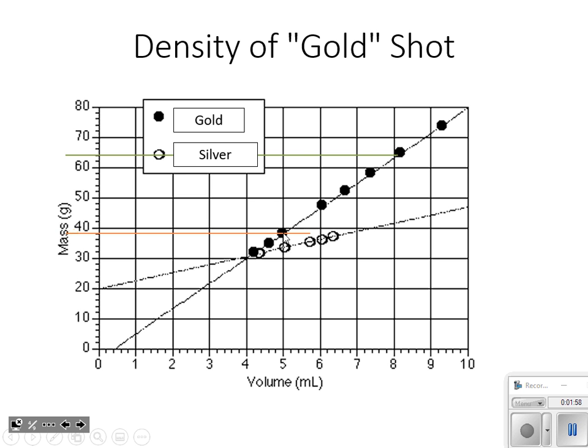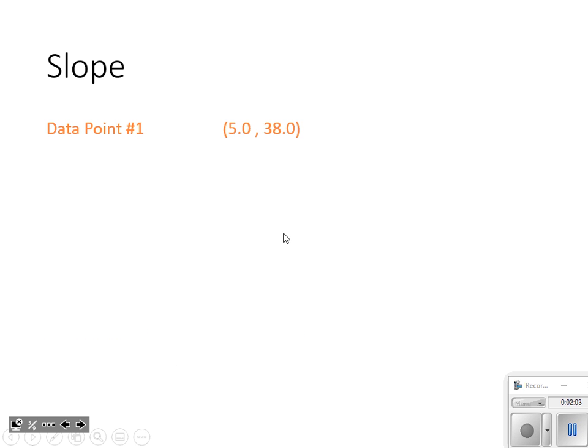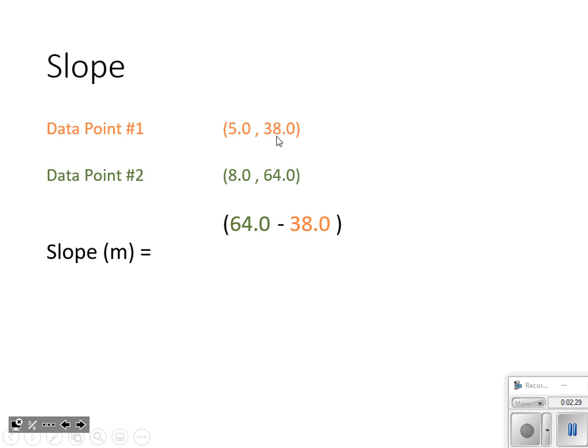So when I look at this one right here, the very first one, my x value is 5.0, my y value is 38.0. My second data point was 8.0 and 64.0. So when I'm doing my x's and my y's, my y2 is right there, 64.0. My y1 is 38. So I'm going to take 64.0, subtract 38.0. When I do so, my sig figs should be in the tenths position, right?